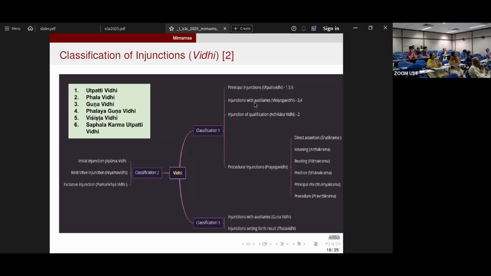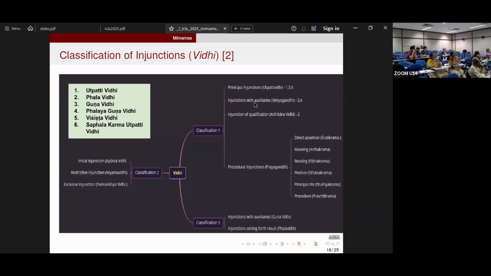In addition to that, there is another classification where it is divided into 4 types. We talk about principal injunctions or Utpatti Vidhi. Then there's something called Viniyoga Vidhi, basically the 3 and 4, which talk about the subsidiaries. And then injunction of qualification, Adhikara Vidhi, which deals with anything to do with the Phala, so the Phala Vidhi comes here. And Utpatti Vidhi, anything which is originating an action, is 1, 5, and 6. They all deal with this, so they go in that particular category.